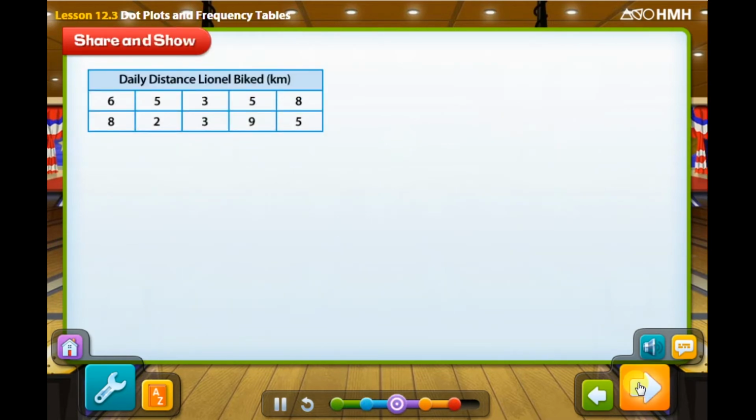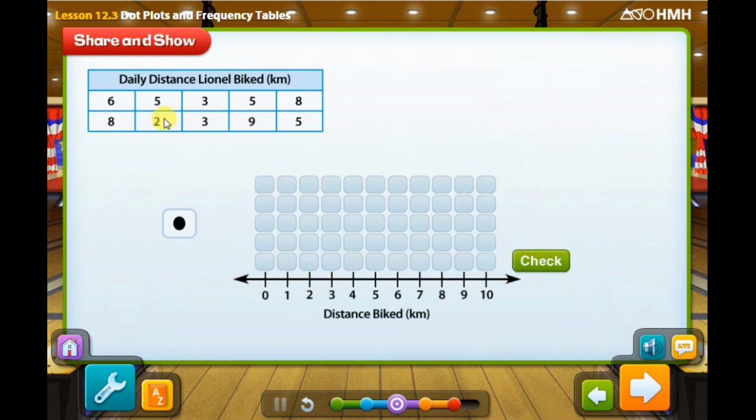Next page. Lionel kept track of how far he biked each day for 10 days. Use the data to make a dot plot and relative frequency table. We have 2 here. It's 1 only, so we put 1 dot. 3, yes, we have 2, so we put 2 dots. Then 4, now 4, 5. Yes, we have 3 5s, so we put 3 dots.